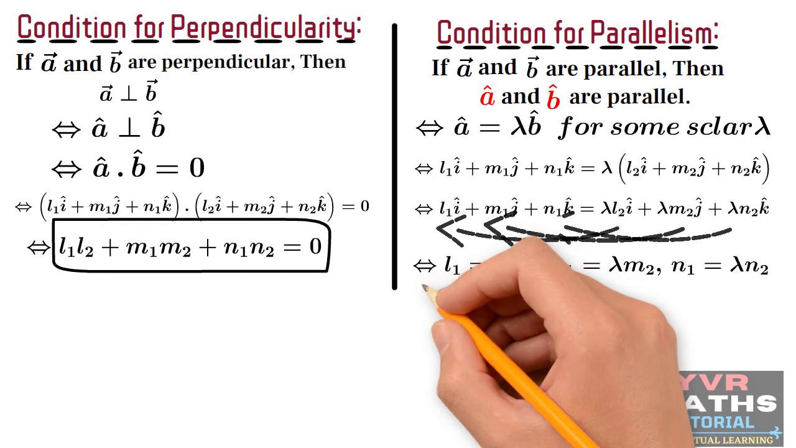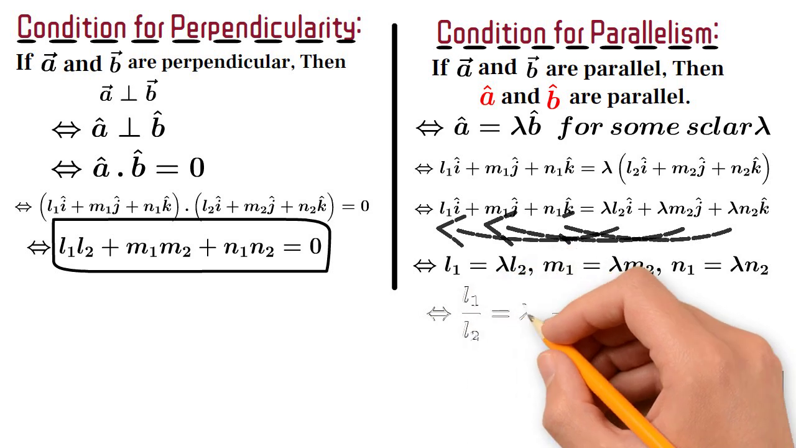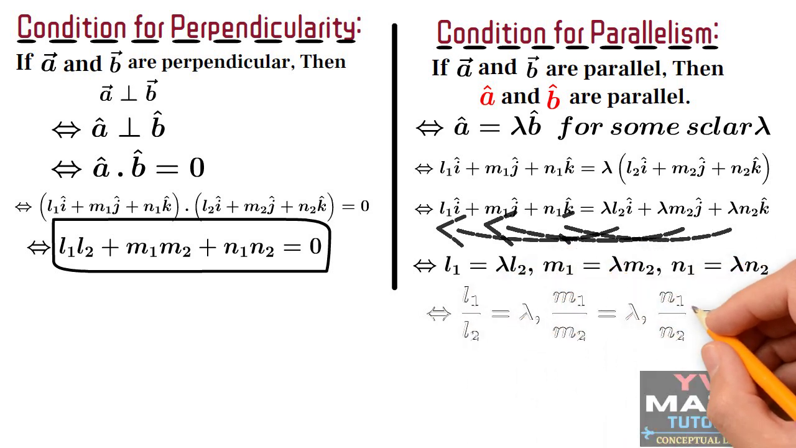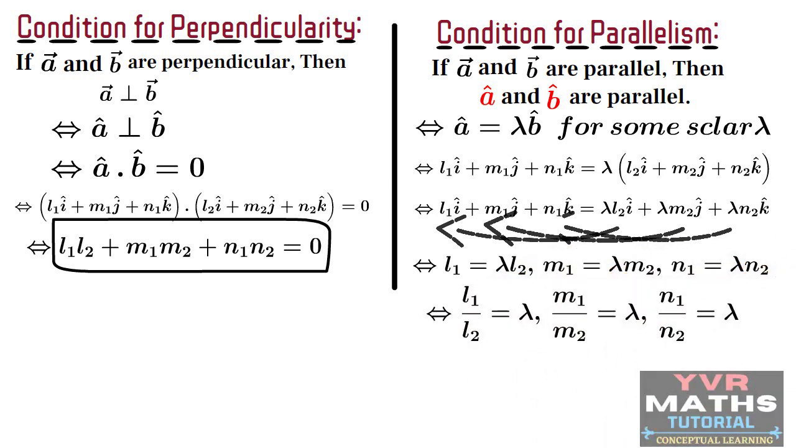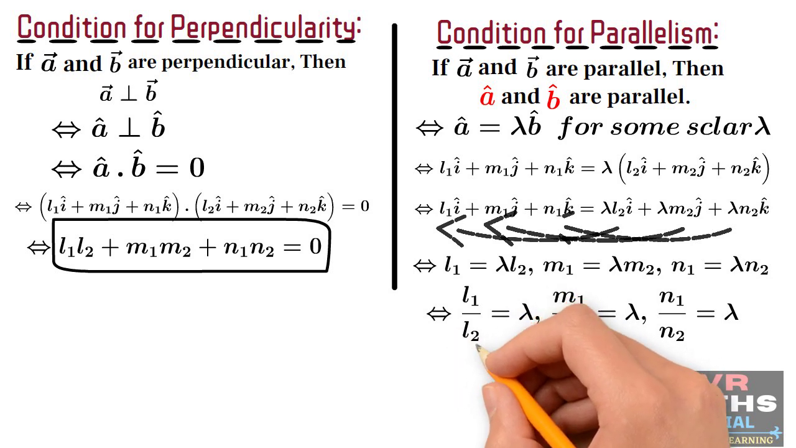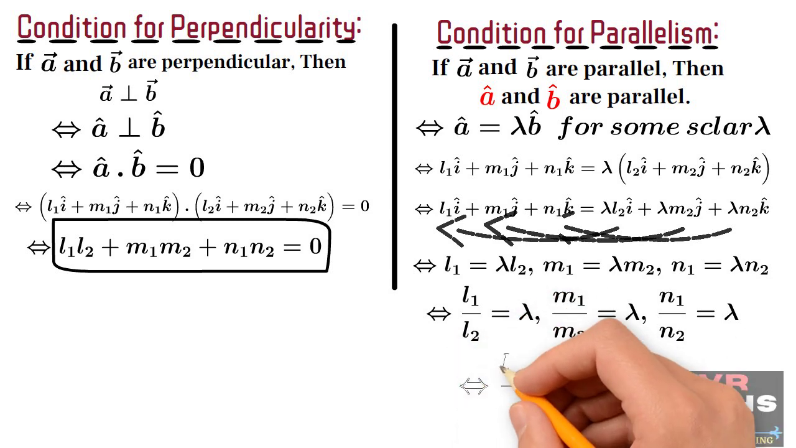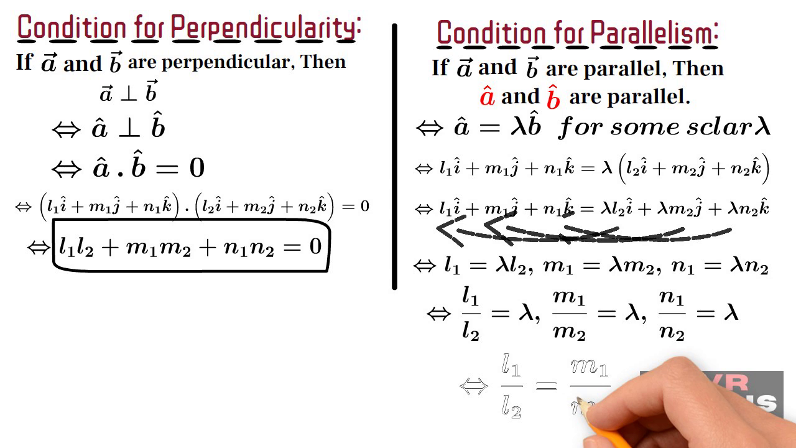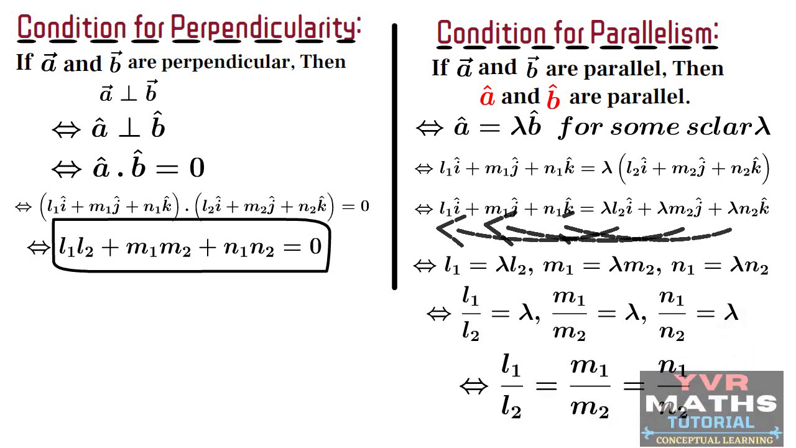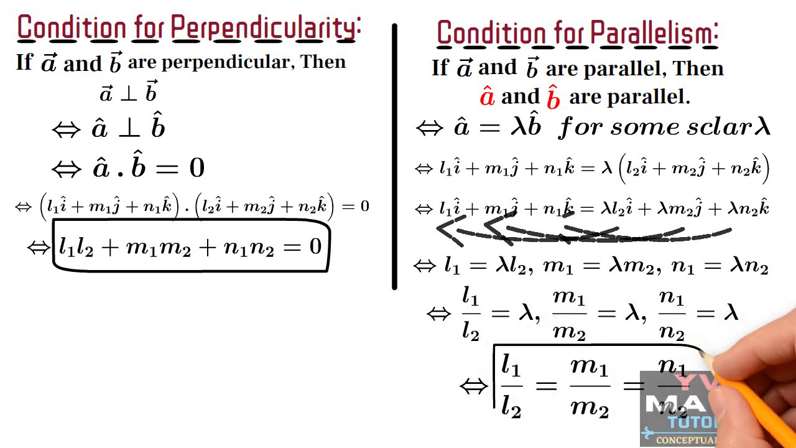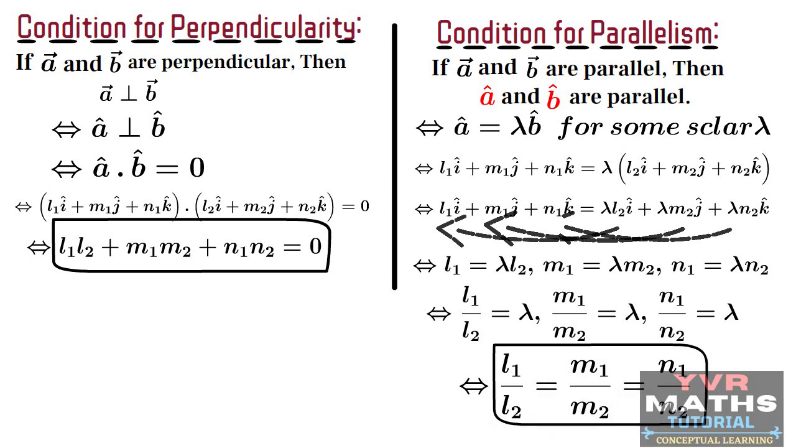Now from these conditions what can we write? L1 by L2 is equal to lambda, M1 by M2 is equal to lambda and N1 by N2 is equal to lambda. If we observe here, L1 by L2 value, M1 by M2 value and N1 by N2 value are all the same. So what conclusion can we give? L1 by L2 is equal to M1 by M2 is equal to N1 by N2. So this is the condition if two lines are parallel.